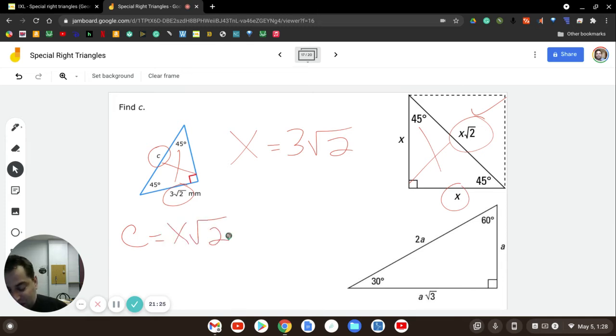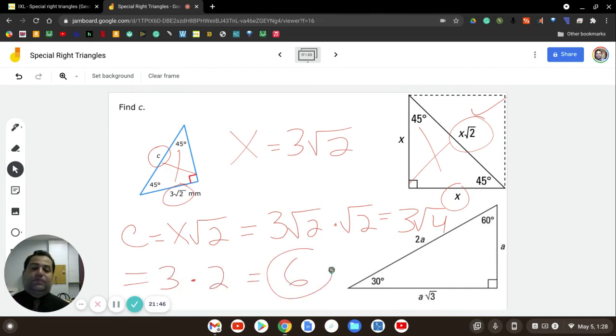I know what x is. So this is going to be 3 times square root of 2 times the square root of 2. The square root of 2 times the square root of 2 is the square root of 4. So this becomes 3 square root of 4. I know the square root of 4 is 2, so I have 3 times 2, and I get 6.